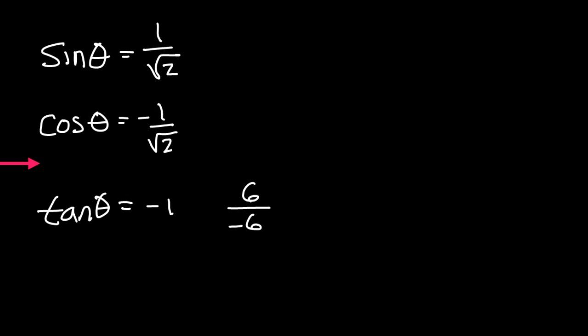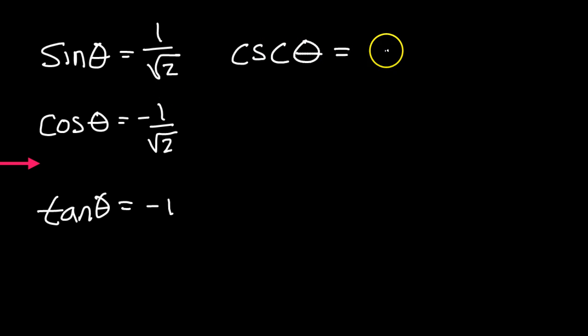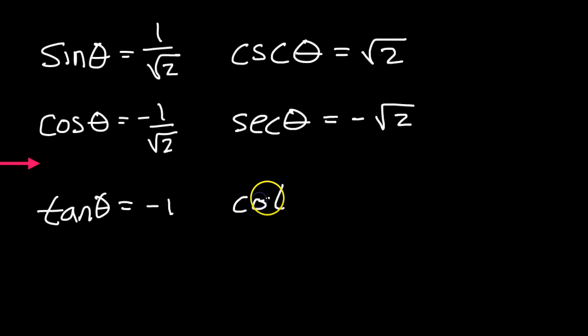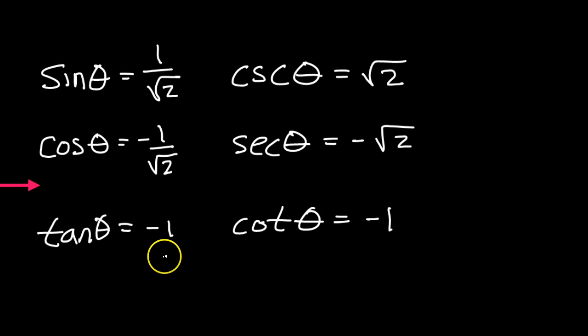All right, once we have these three trig functions, we can just take the reciprocal of them. So the cosecant is the reciprocal of the sine function. So this will just be radical 2. The secant is the reciprocal of the cosine function. So that'll just be negative radical 2. And the cotangent is the reciprocal of tangent. But that would still be negative 1. So that is it, my friends.